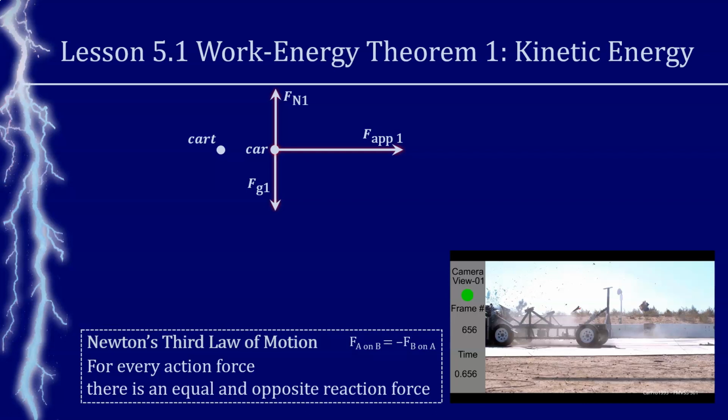And what are the forces acting on the cart? Well, I have a force applied by the car. I'm going to call that applied force number 2. I have gravitation pulling downward, and I have a normal force pushing upward. Now, in my free body diagram, I'm assuming just from the drawing that the cart is less massive than the car.